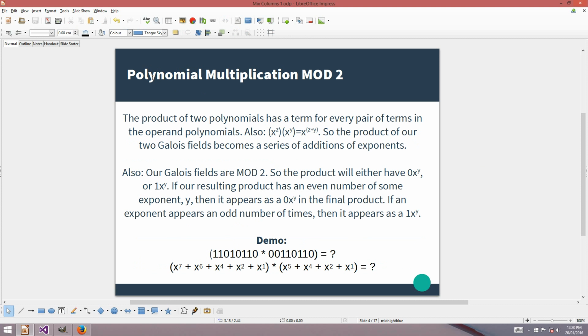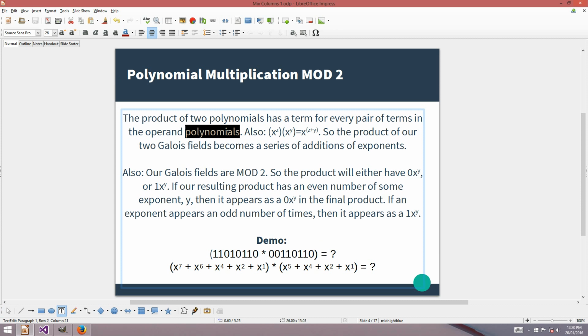Okay, now we're going to talk about polynomial multiplication, but it's slightly easier than normal polynomial multiplication when we're dealing with Galois fields, because we're going to be taking the modulus after division by 2. So it's always mod 2. Our answers are never going to have 2x to the 3. It's always going to be 0x to the 3 or 1x to the 3. Okay, so when you multiply two polynomials together, and we'll do this in just a second, what you end up with is a term for every pair of terms in the operand polynomials.